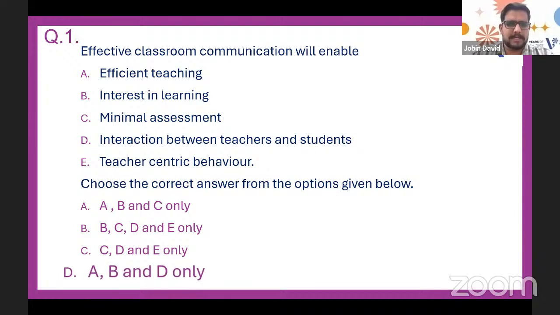That's option D, the correct answer. Everyone has answered it as D. Very good. We'll go with the second question now.